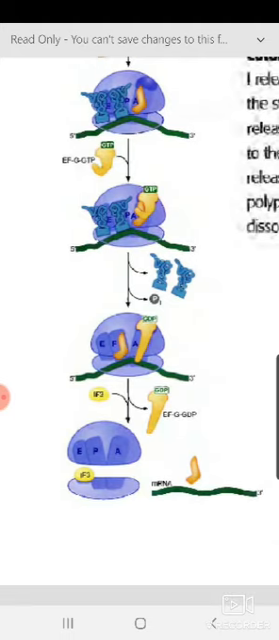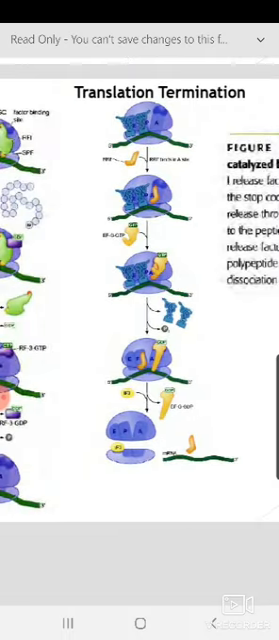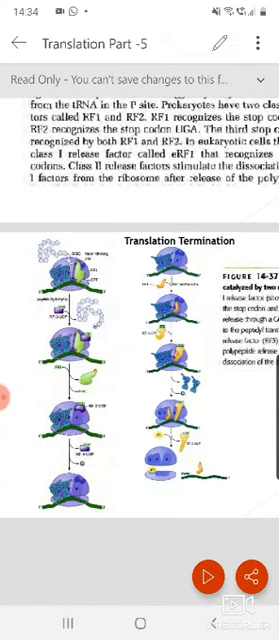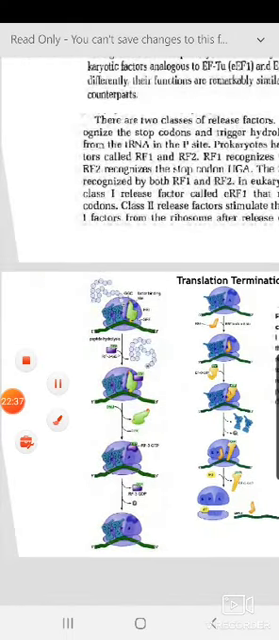Now you get all the releasing factors done. Both subunits of the ribosome are separated, and the mRNA is also separated with the help of these releasing factors as well as the ribosome releasing factor, RRF, together with EFG-GTP. So this is the mechanism of translation termination. With this, I am finishing today's lecture. Thank you very much.